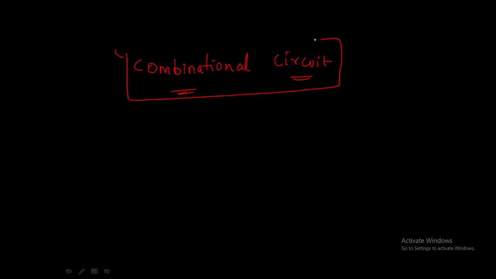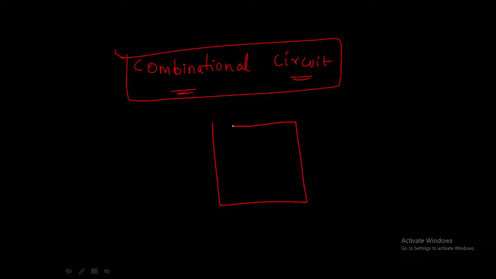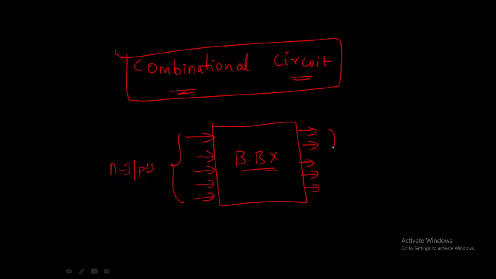But what is meant by a combinational circuit? Let us consider a black box, and let us say this is our combinational circuit. This black box may have n number of inputs and m number of outputs.